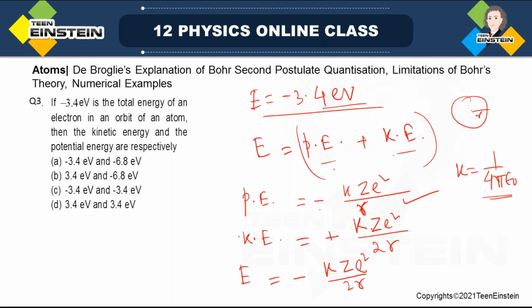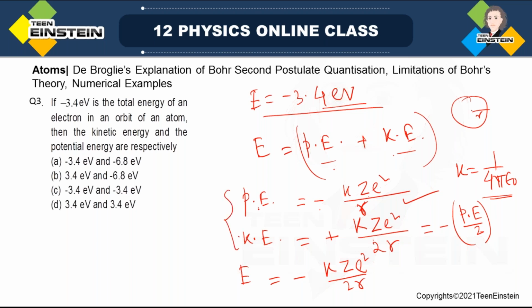Now the kinetic energy expression is k z square by 2r. You look at these two expressions. So kinetic energy is nothing but, with a minus sign, potential energy by 2. That means there is a relationship between potential energy and kinetic energy. If somewhere kinetic energy is being given, then you just multiply 2 with the kinetic energy and take the minus sign, you will get the potential energy.